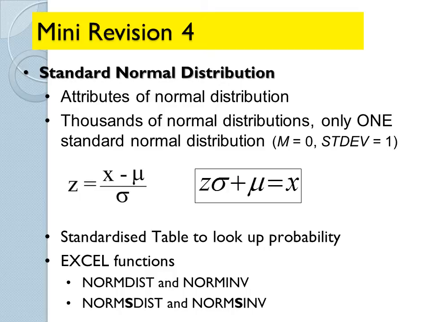If you're using Excel, you will then use NORM.DIST and NORM.INV, or NORM.S.DIST and NORM.S.INV. The NORM.DIST and the NORM.S.DIST calculate the formula on the left-hand side. It's calculating the area under the curve. But NORM.S.INV and NORM.INV is calculating the raw score.